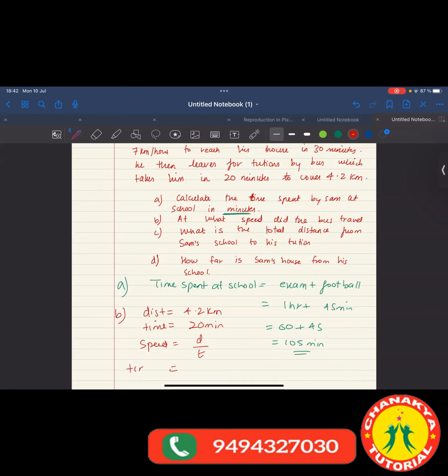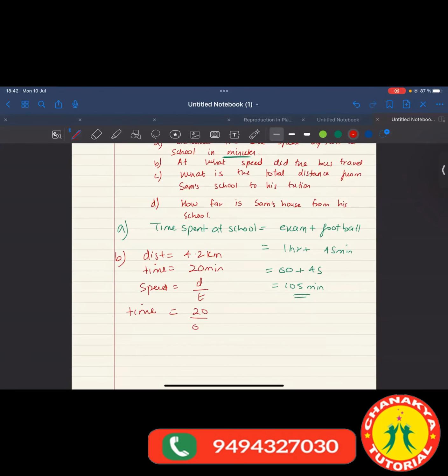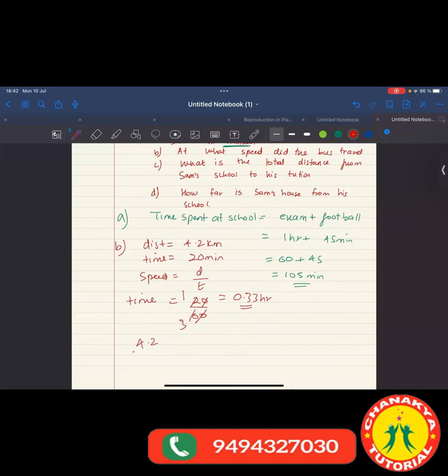What are you supposed to convert? Time, right? Yes. Did you convert or not? Yes. Yeah, so 20 divided by 60, which will be 0.33. 1 by 3 is 0.33. Okay. Now distance divided by time. So it will be 4.2 divided by 0.33. You can multiply it by 100 if you want to remove the decimals. It will be 420 divided by 33. You will get around 12.7. If you want, you can do it like this.